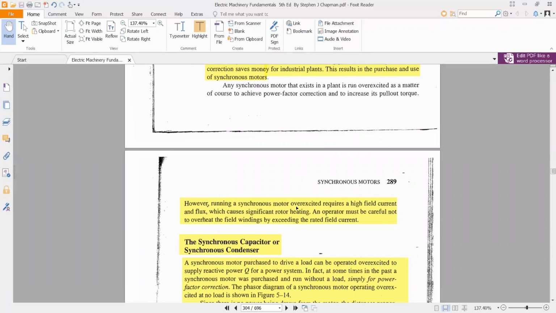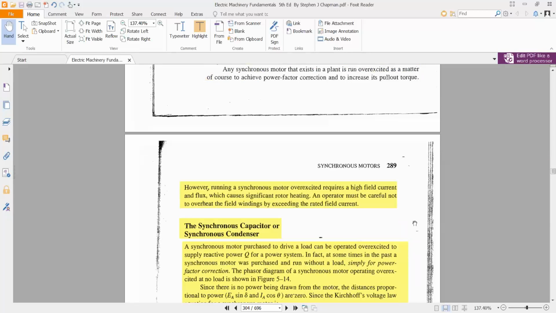However, running a synchronous motor in overexcited condition requires a high field current and flux, which can cause heating of the rotor. An operator must be careful not to overheat the field windings by exceeding the rated field current.